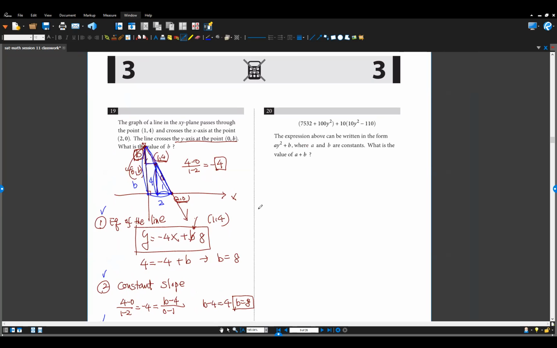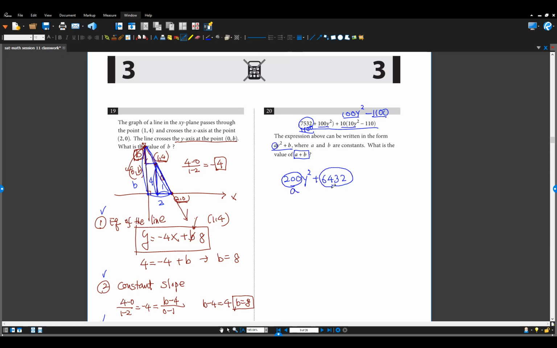All right, number 20. When you express this in simplest form, it's going to be a y squared plus b, with a and b constants. What is the value of a plus b? Already underlined over here. Not only a, not only b, but the sum of these two. This is 100 y squared and 100 y squared, so this is 200 y squared, and 732 minus 1100 gives 6432. That's it. That's how you find the coefficient a.